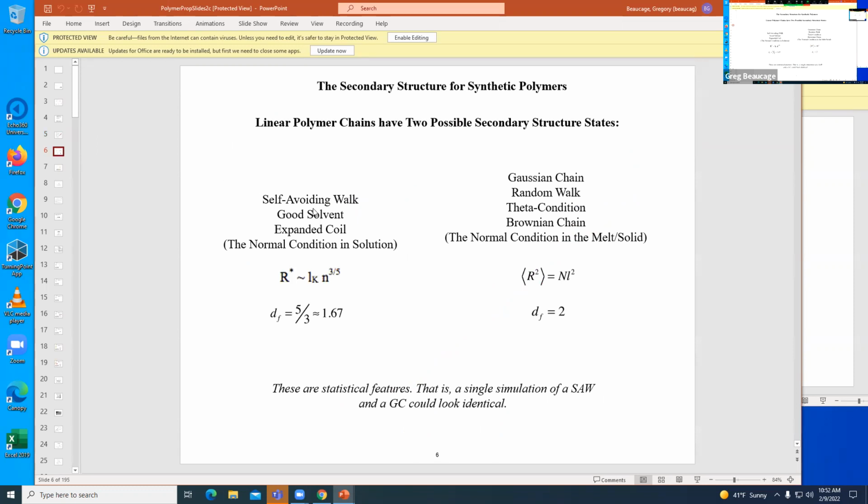So they call this self-avoiding walk. It's called a good solvent. And this is called a theta solvent, because of the theta condition, I'll show you where that comes from. Expanded coil, it's called Brownian chain. You might want to call this the normal condition.